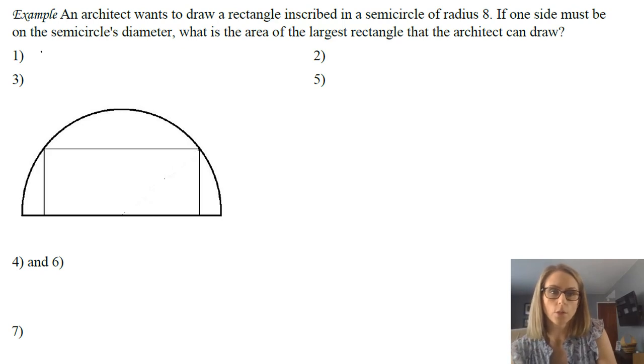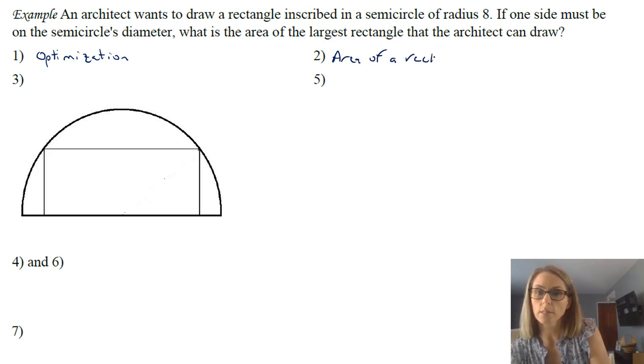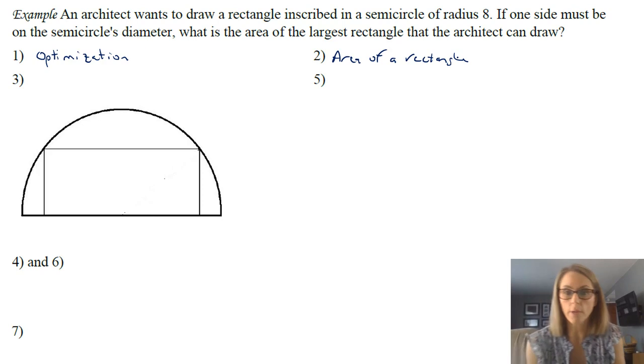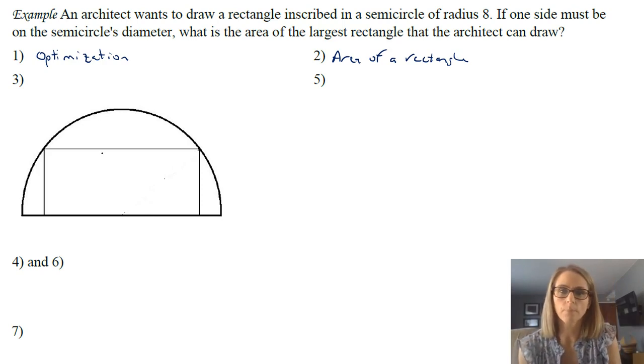So we're going to do optimization. Notice I've said that every time. And area of the largest rectangle. So area of a rectangle. This is similar to the first one in that we have an area of a rectangle, but the constraint is very different. So it's a different problem.